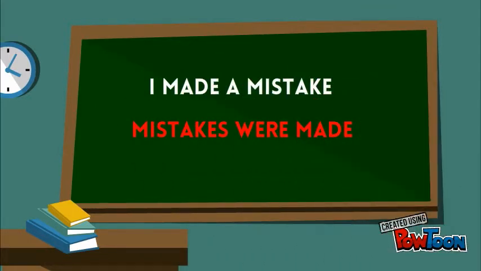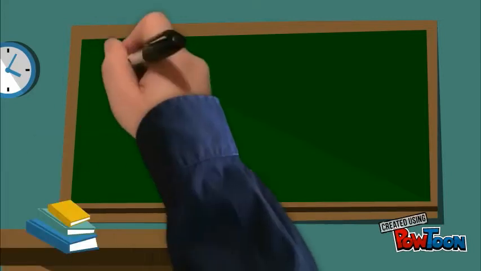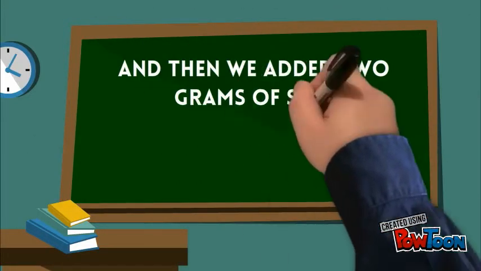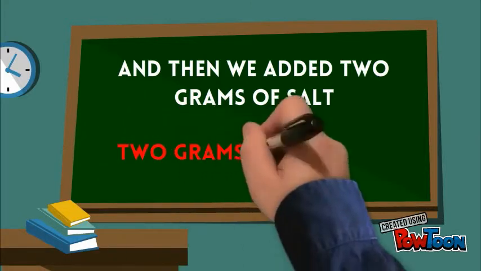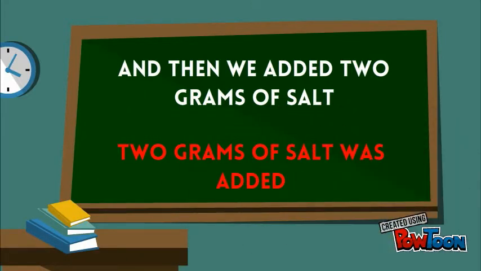Or more importantly, if you're writing an article or a scientific paper, you don't want to draw any attention to yourself at all. For example, if you want to tell the reader to add a certain compound, you don't write, and then we added 2 grams of salt. Instead you use a passive voice. 2 grams of salt was added.